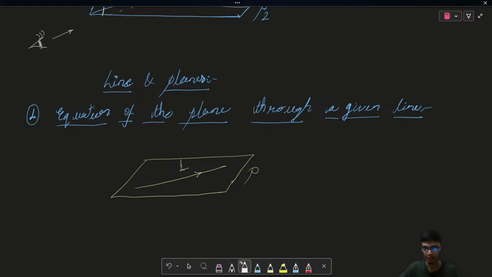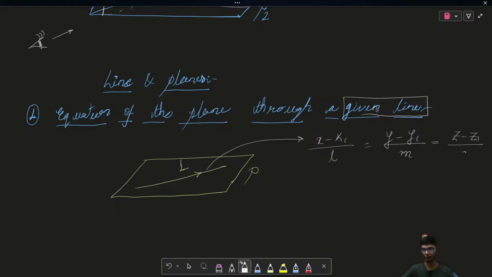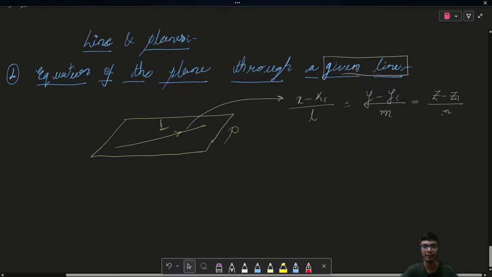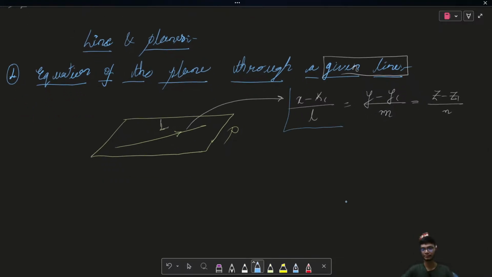First of all, the line equation is given to us. Let me write the equation of the line as (x minus x1) upon l equals (y minus y1) upon m equals (z minus z1) upon n. Let me first write this following equation of the line which is given to us.